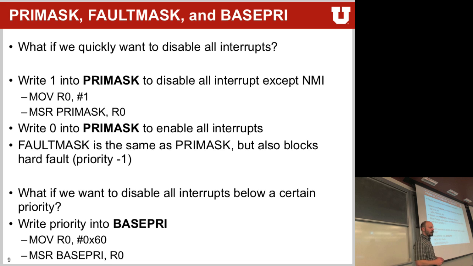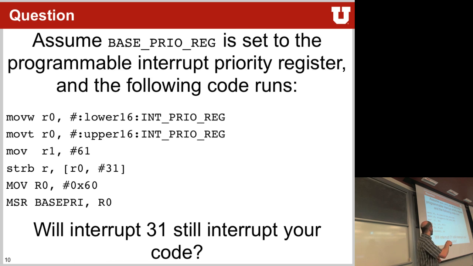So if you go back here, disable priority, write priority into base priority, right? So we write 60 in here. Write 60 into the base priority. Who thinks it will still be interrupting? Who thinks it will not interrupt anymore? More. Why do you think it's still interrupting?